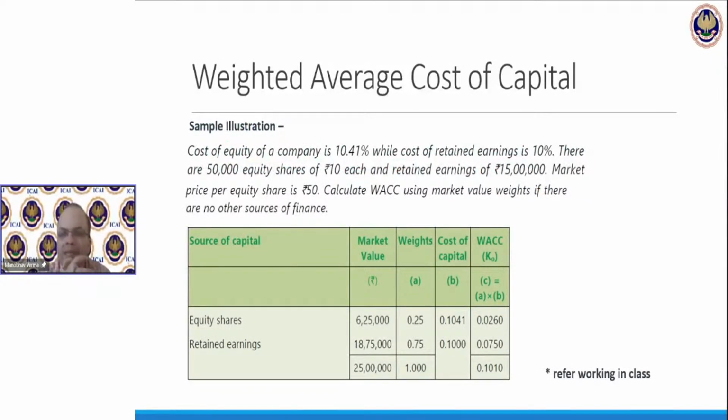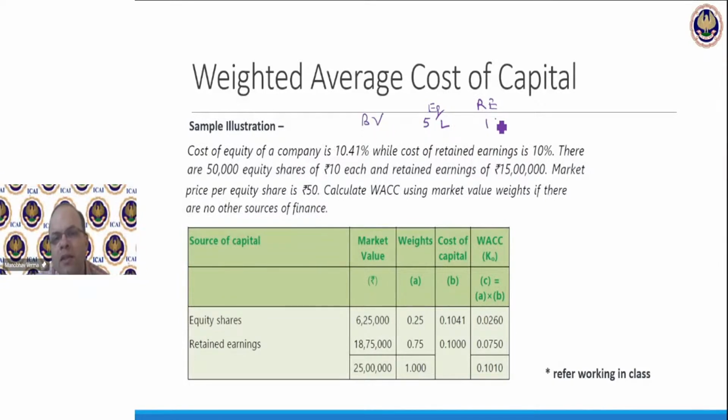Cost of equity of a company is 10.41%, while the cost of retained earnings is 10%. So look at this, they have a cost of equity separate and a cost of retained earnings separate. There are 50,000 shares of 10 each and retained earnings of 15 lakhs. The market price per share is 50, guys. So what is my total book value, guys? 50,000 into 10 is 5 lakhs, and 5 lakhs and 15 lakhs, equity and retained earnings.